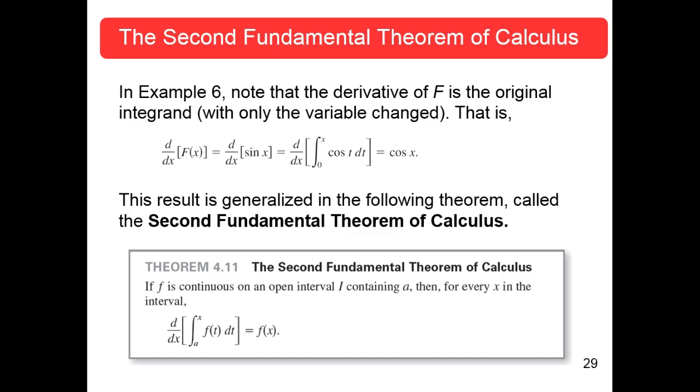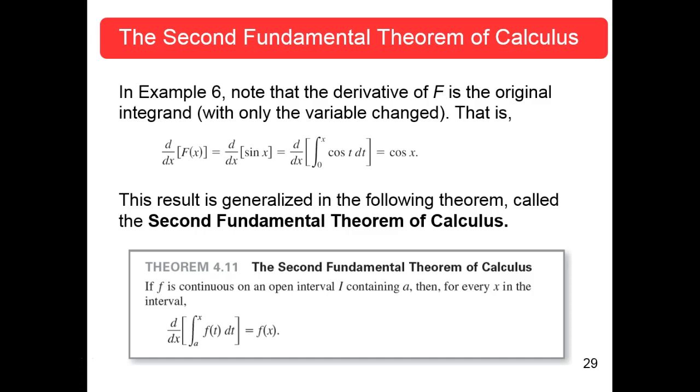Now, in example 6 that we just did, note that the derivative of capital F is the original integrand. I think we had noted that before, so get this, folks. d by dx of capital F is d by dx of sine x in that problem we just had. And what's the derivative of sine? Cosine. But if you did d by dx of the integral of cosine, well, just like we said, they're inverse functions of each other, so if you integrate a function, cosine x, then take the derivative of that integral, you get cosine x, okay?